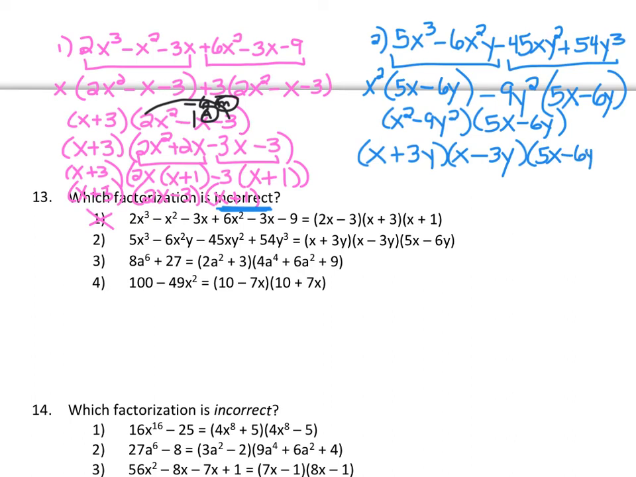Now, if we look at all of our parentheses here, there's no difference of perfect squares, so we can't factor further. So let's just go to our answer here and see, did this wind up equaling this? Are they equivalent? Okay, so we have the x plus 3y right there, the x minus 3y right there, and the 5x minus 6y right there. All right, so this one checks out as well, so this is not our answer.